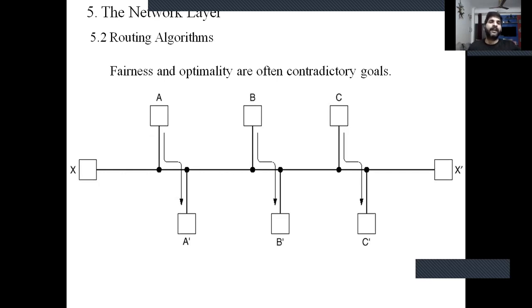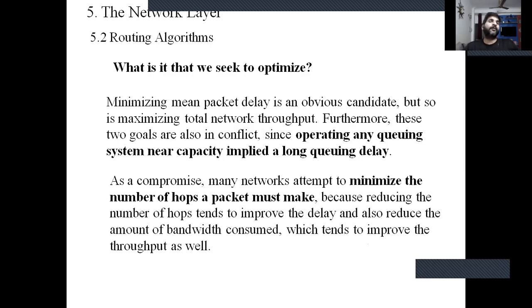Suppose that A to A', B to B', C to C', and X and X' are nodes connected with a single cable. What should the routing algorithm seek to optimize? Minimizing mean packet delay is one candidate, but so is maximizing total network throughput. Furthermore, these two goals conflict, since operating any queuing system near capacity implies a long queuing delay.